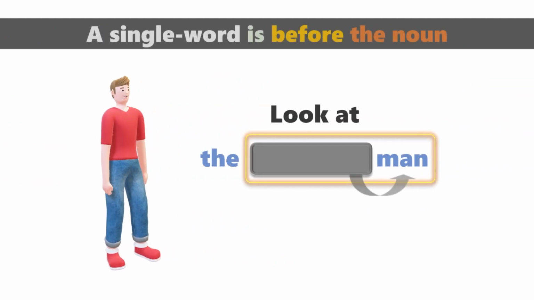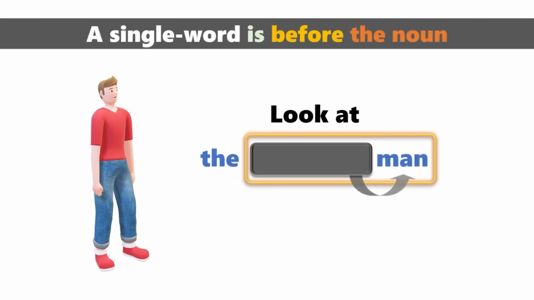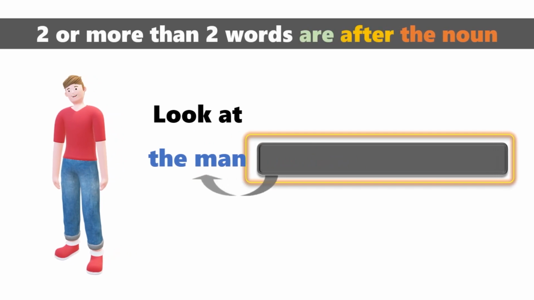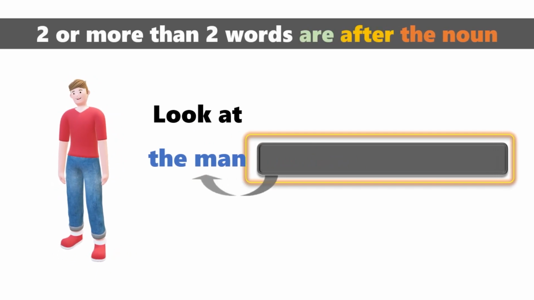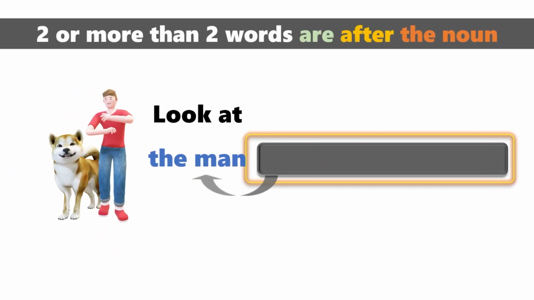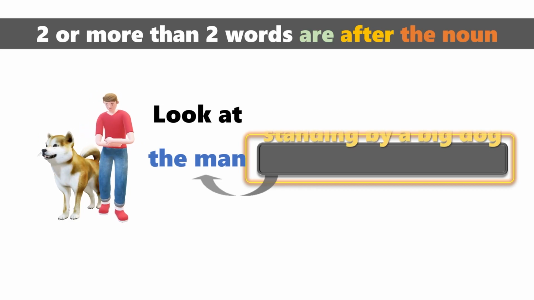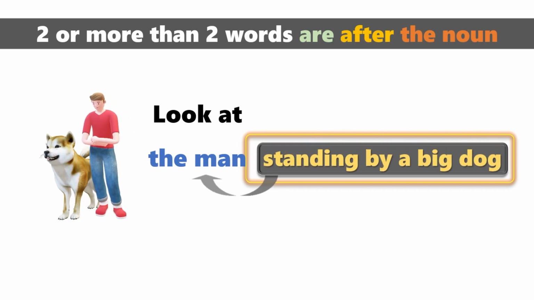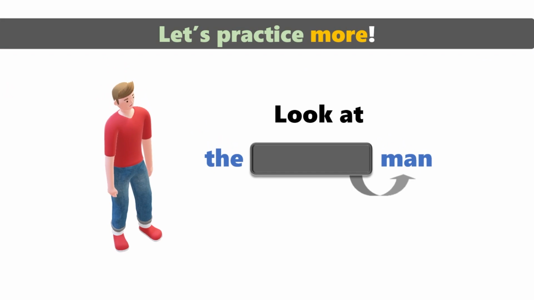A single word is before the noun, like, look at the standing man. However, two or more than two words are after the noun, like, look at the man standing by a big dog. Now, let's practice more.